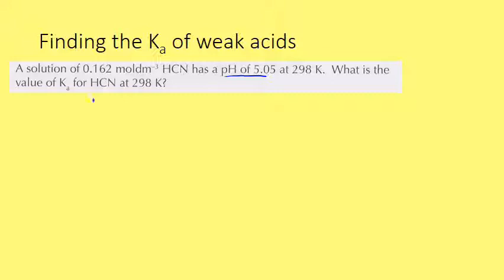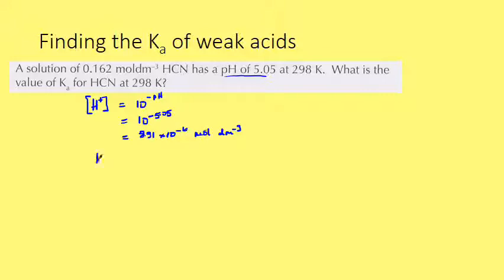Okay, so we're going to use the expression hydrogen ion concentration equals 10 to the minus pH, and 10 to the minus 5.05, that is. And so that gives us a hydrogen ion concentration of 8.91 times 10 to the minus 6 moles per decimeter cubed. Okay, so already we've got that. And so we can feed that straight into the expression for Ka.